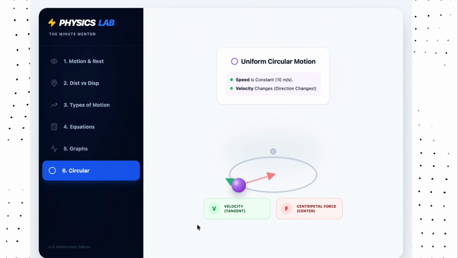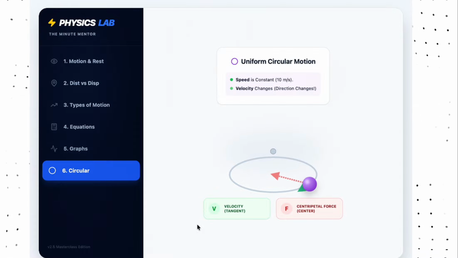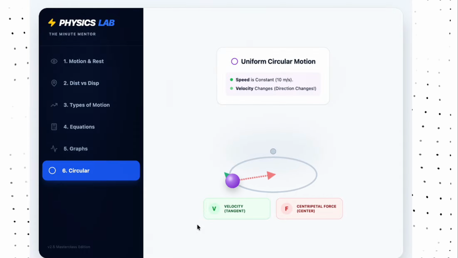And because velocity is changing, there must be an acceleration. That arrow which is pulling it inward is the centripetal force. Without that, the ball will just fly off in a straight line. So that centripetal force is pulling it inward and keeping the ball in uniform circular motion. And that's all. This is the entire chapter of motion.